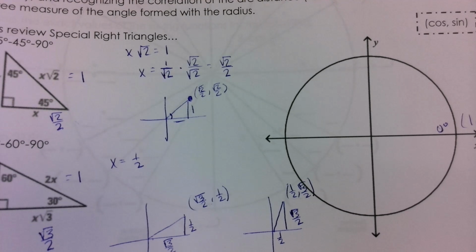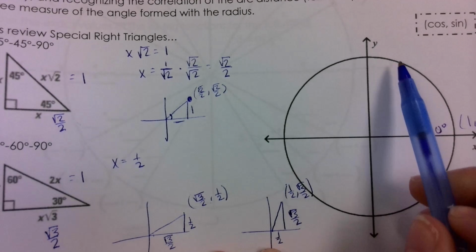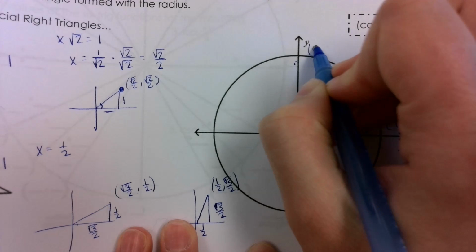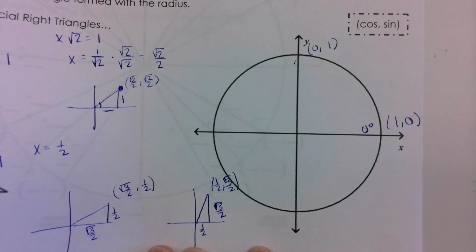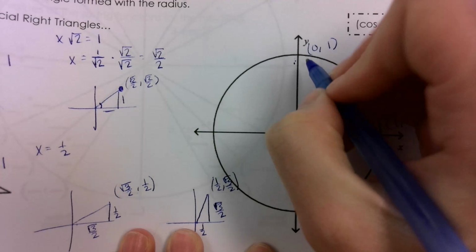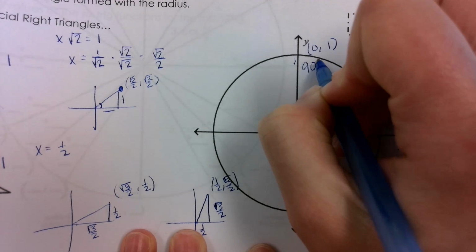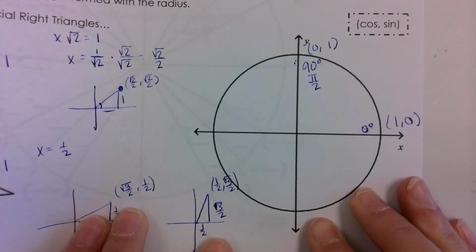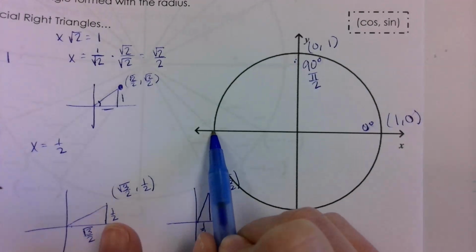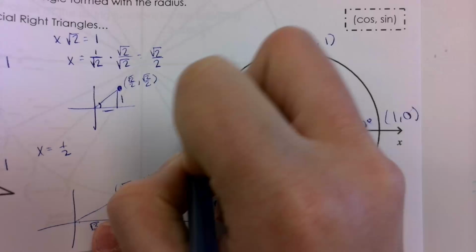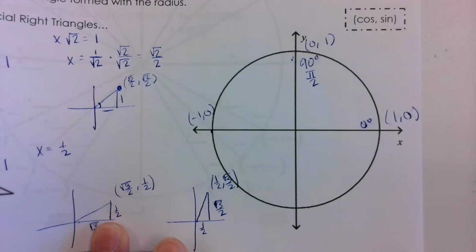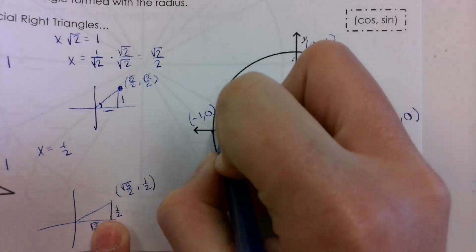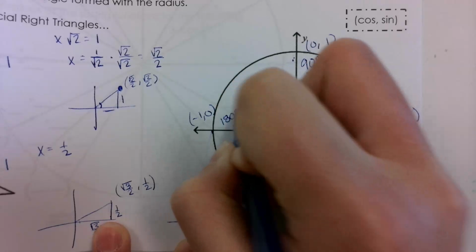If we go up here, what point would it be? 0, 1. And what's our angle measure there? 90 degrees. And from the bell ringer, we talked about what that was in radians. What is it? Pi over 2. What about this point over here? -1, 0. If we went halfway around the circle, how many degrees is that? 180. And in radians, what would that be? Just pi.